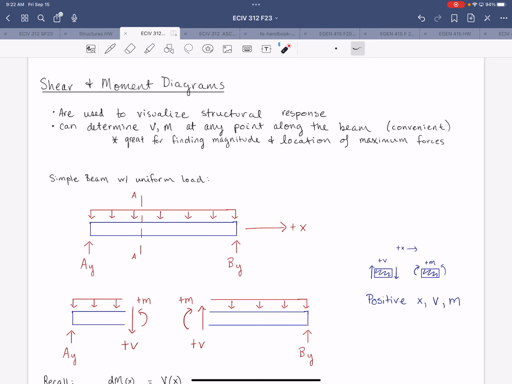So basically, as you are familiar with this topic, we use shear and moment diagrams to visualize how a structure will respond to a given set of loads. Most commonly, you've seen this with beams so far. The nice thing about these diagrams is that they allow us to readily pick out the location of maximum internal forces, right, maximum moment, maximum shear. And we can also just see how it varies along the length of the beam internally due to a given set of loads.